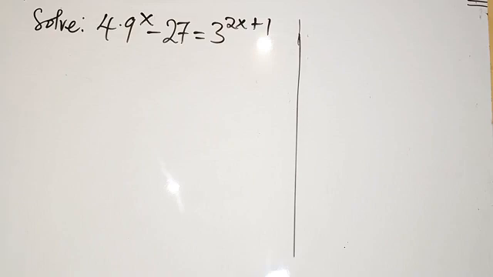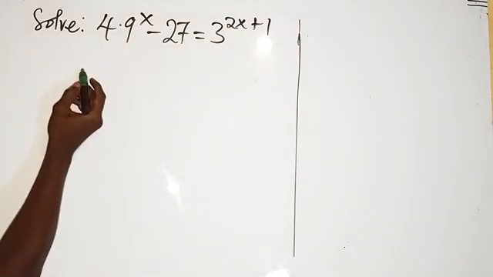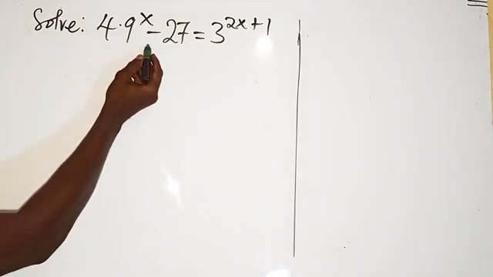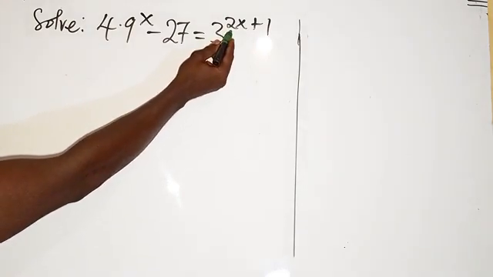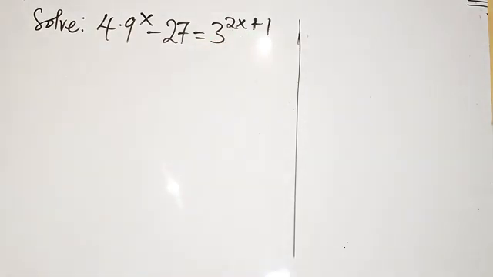So I have this exponential equation here. Now we want to know the value of x. 4 times 9 to the power x minus 27 equals 9 times 3 to the power x plus 1.